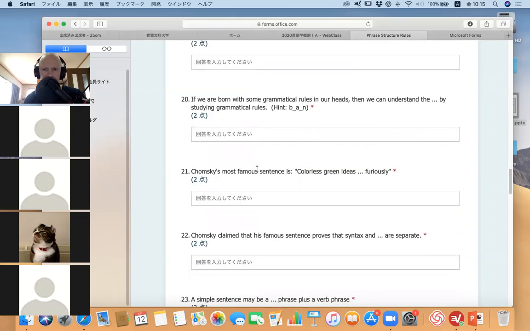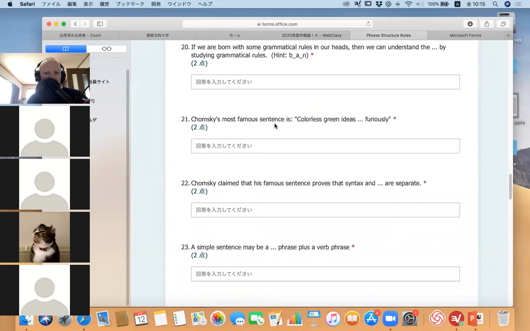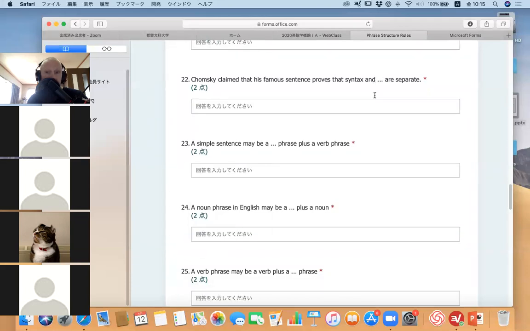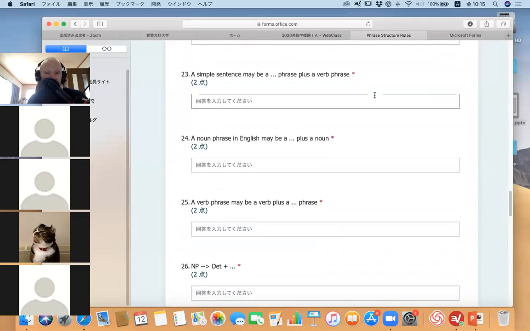I think these are all right. If we're born with grammatical rules in our head, then we can understand the brain by studying grammatical rules. Okay? And then Chomsky's most famous sentence is, I'm not going to tell you, yeah? But he's actually claiming the syntax and semantics or meaning are separate. Okay, so these are really big ideas in linguistics. I'm going to leave you with that.